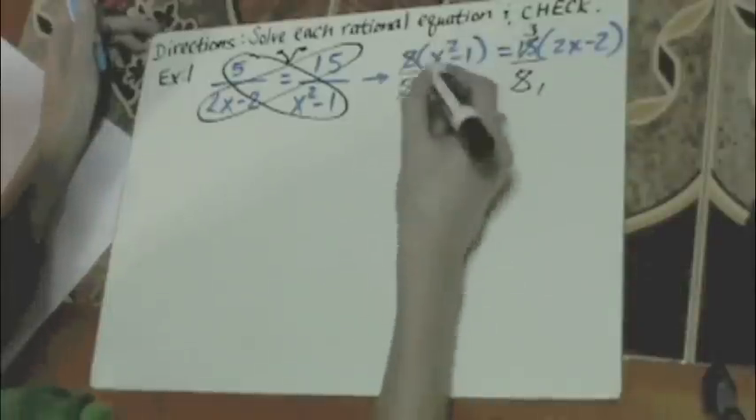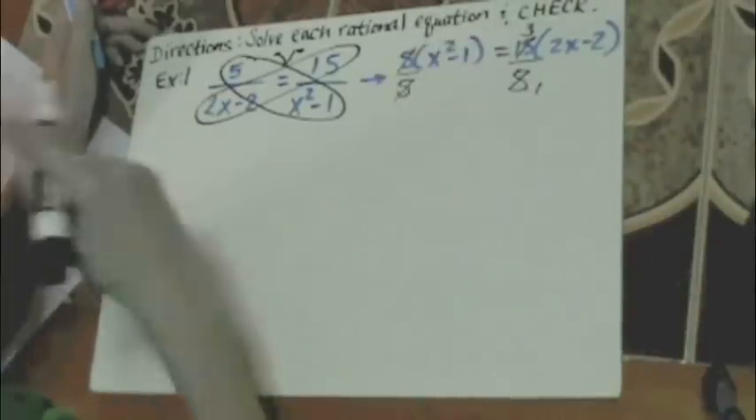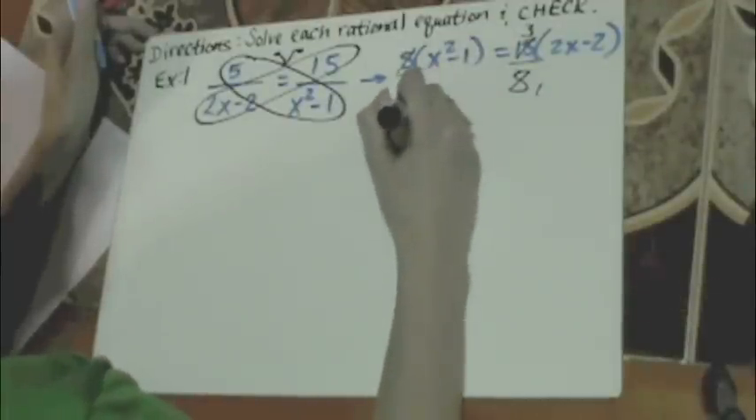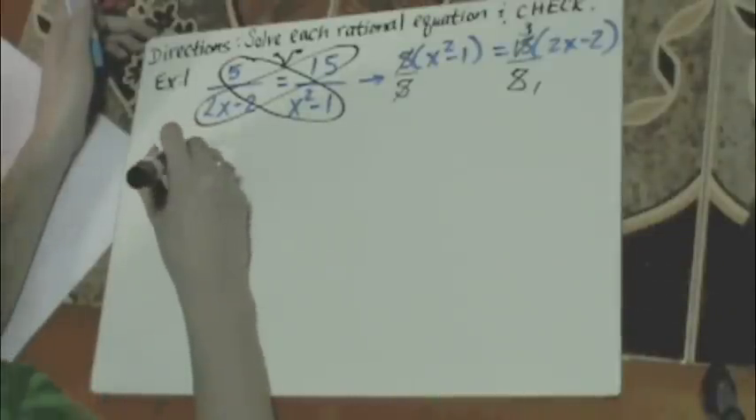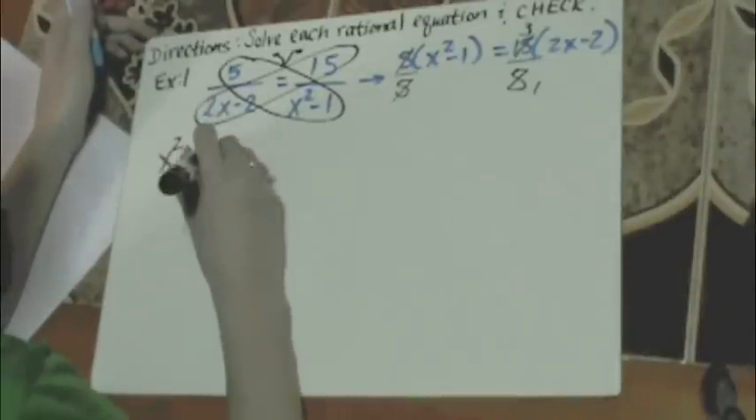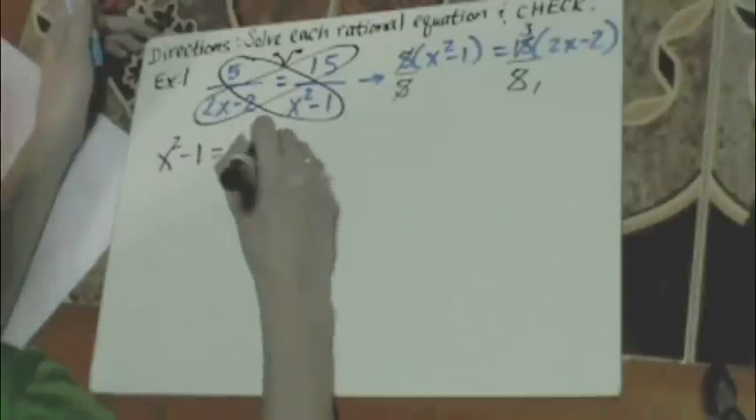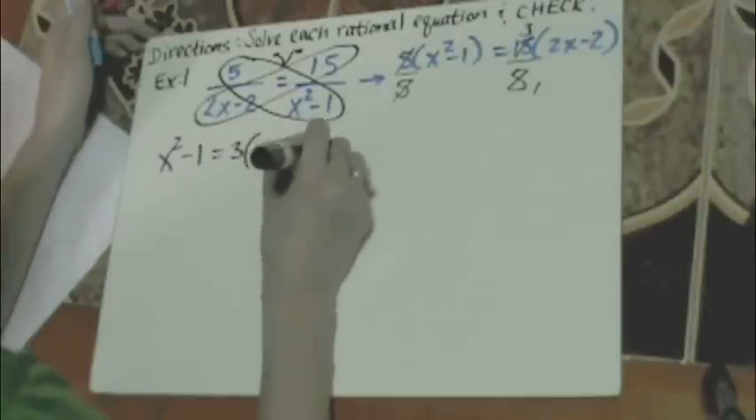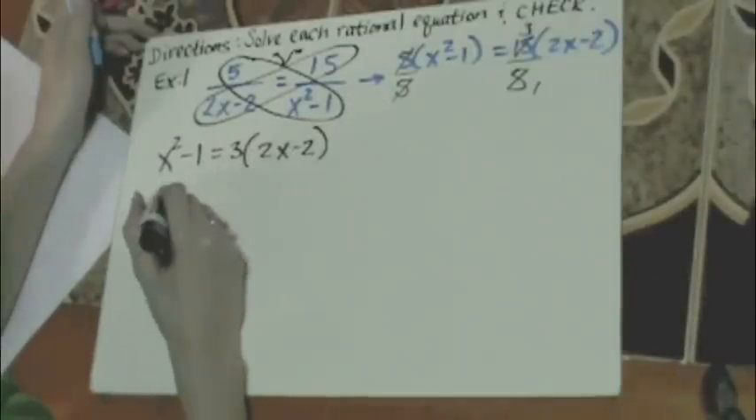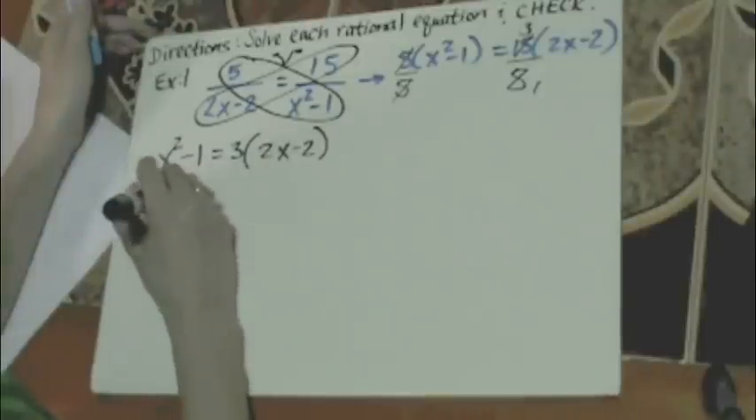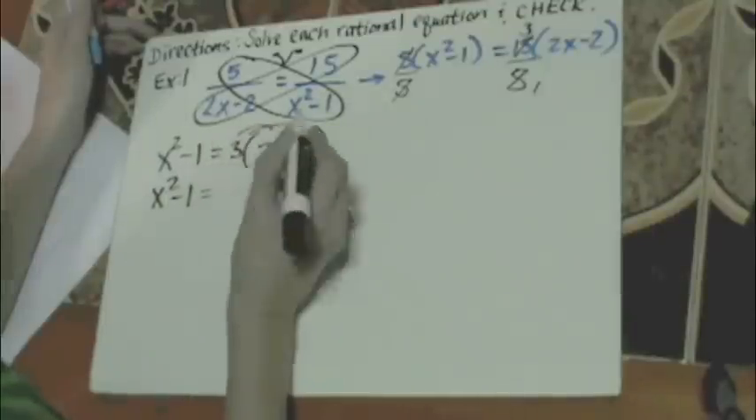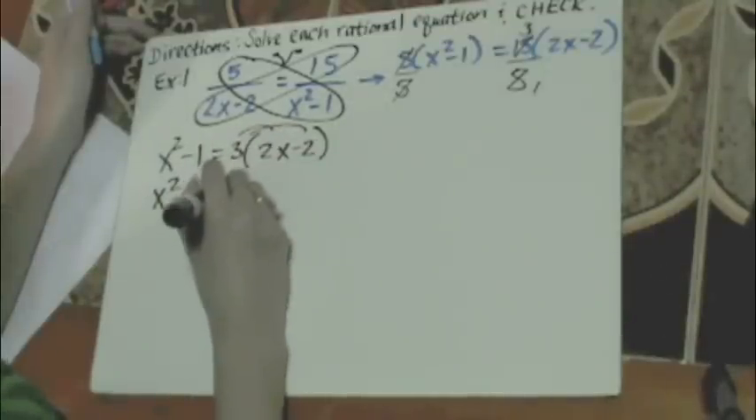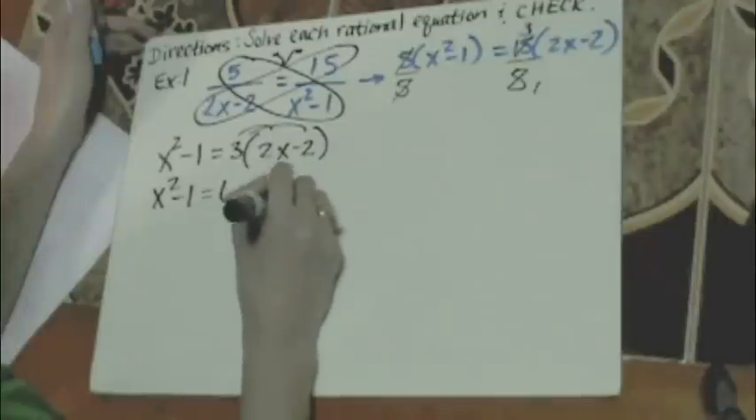So then that's 5. They're cancellations. It's hard to cancel out a 5 and not make it look like an 8. So that's x squared. Bring this over here. So that's x squared minus 1 equals 3 times the quantity 2x minus 2. So let's go ahead and do this out. So I got x squared minus 1 equals, going to distribute our 3 through. So we're going to get 6x minus 6.